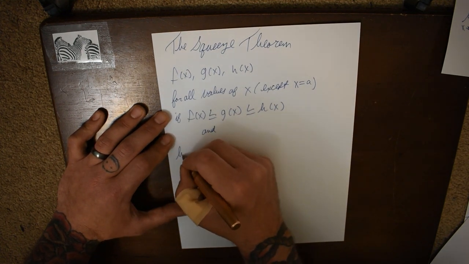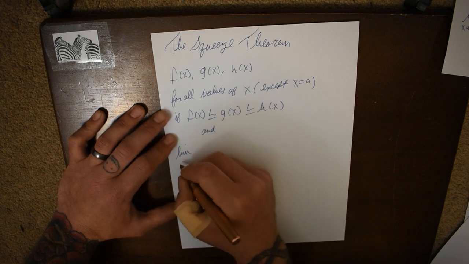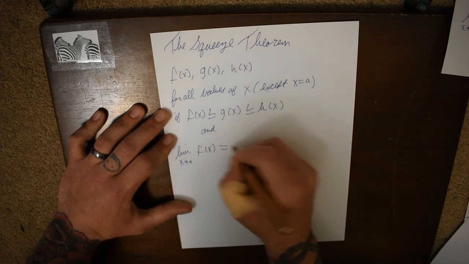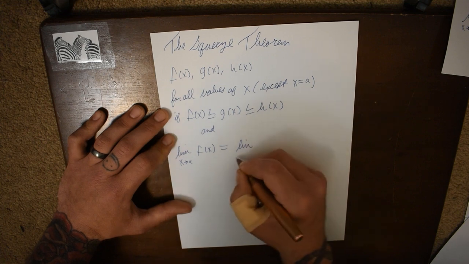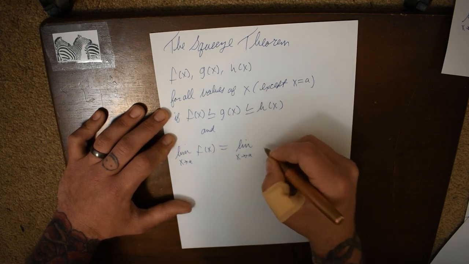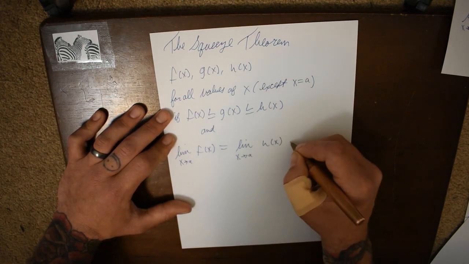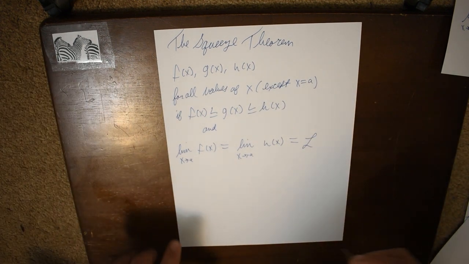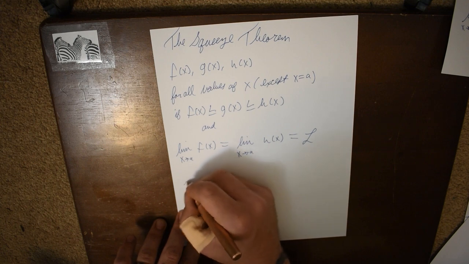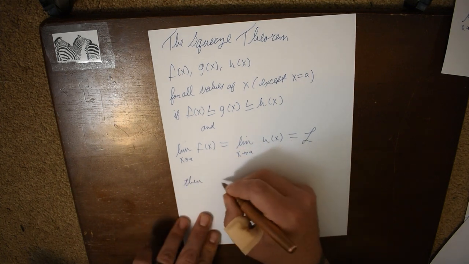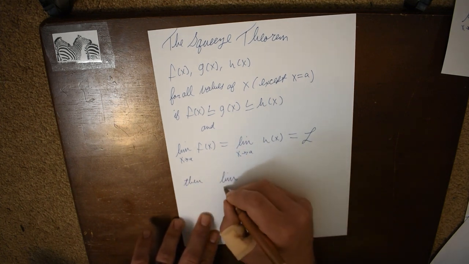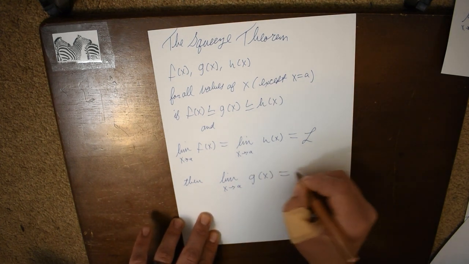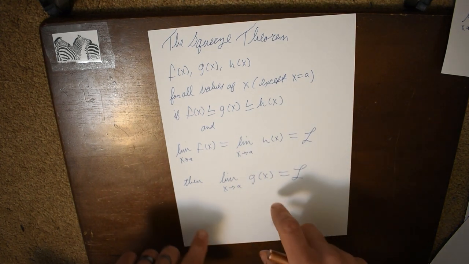and the limit as x approaches a of f of x is equal to the limit as x approaches a of h of x, which we're going to call some letter L for the sake of argument, then the limit as x approaches a of g of x is equal to L.